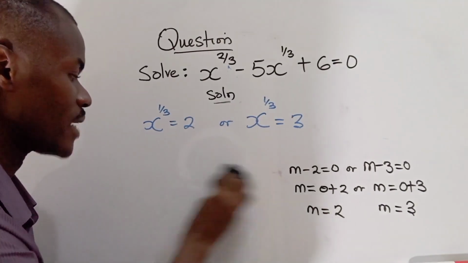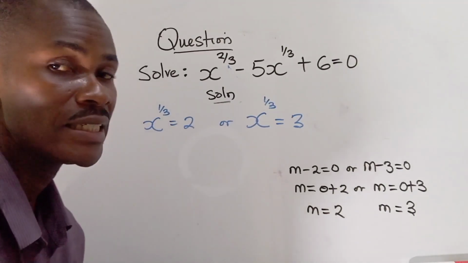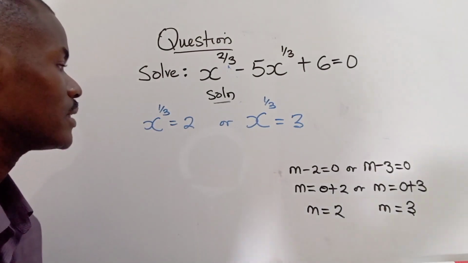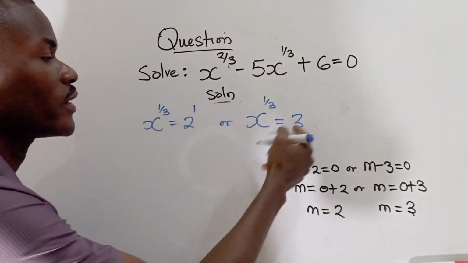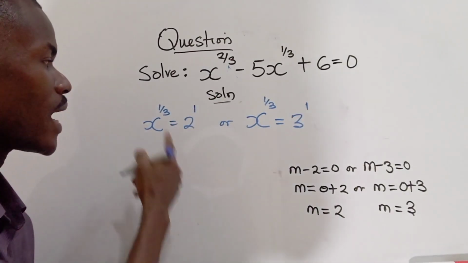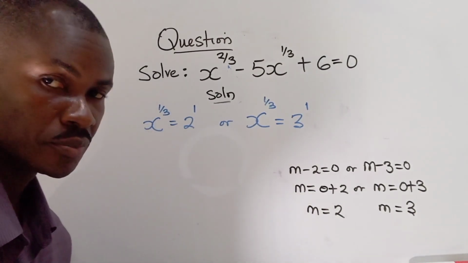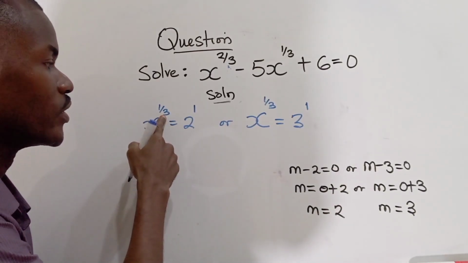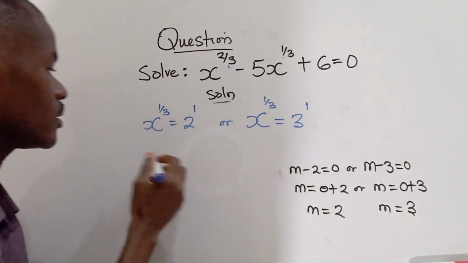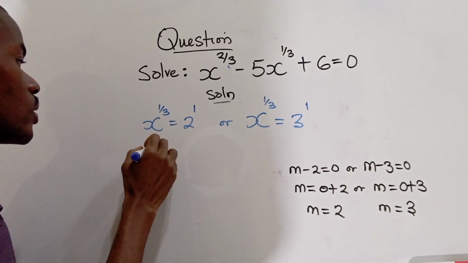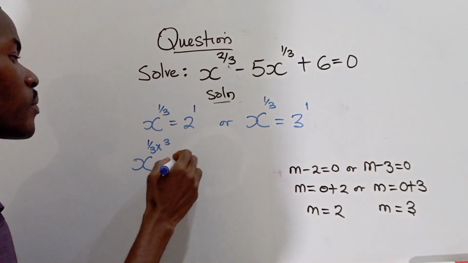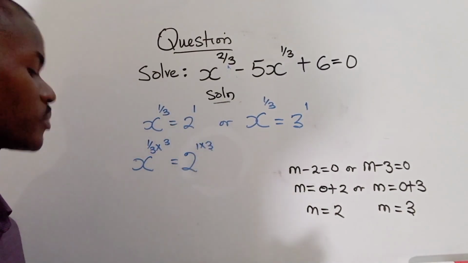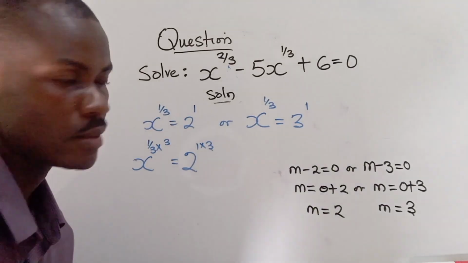So now that is the relevance of why we say x to the power of 1/3 is equal to n. Now from this, 2 has a power of 1, 3 has a power of 1. Now how do I find x here? All I need to do is I'm going to multiply this by this denominator, which is 3. So I have x to the power of 1/3 multiplied by 3. And if I do that here, I'm also going to do it to this power. That is a simple rule of mathematics.